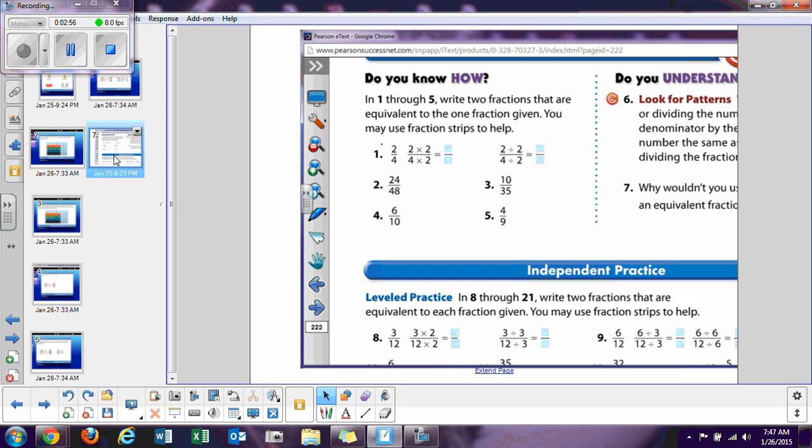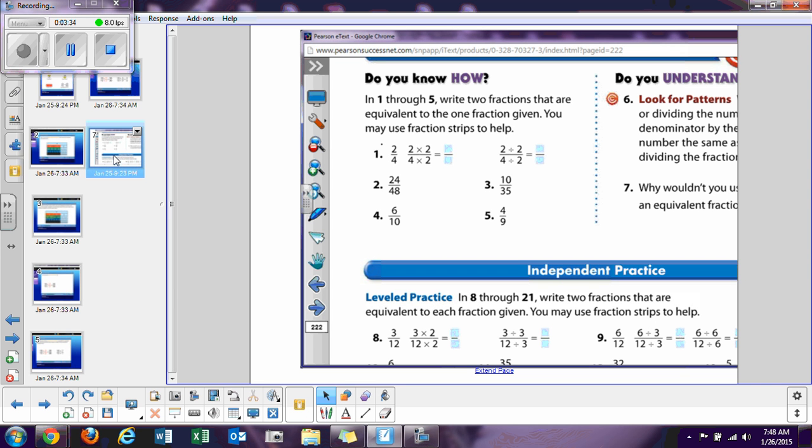Okay, number 2, 24 over 48. If I multiply both the numerator and the denominator by 2, I get 48 over 96. I can also check to see if there are any numbers that divide evenly into both the numerator and the denominator. And there is. I'm going to divide both by 4. So my new fraction will be 6 over 12. I also could have gotten 1 over 2, 2 over 4, 8 over 16, or even 12 over 24.